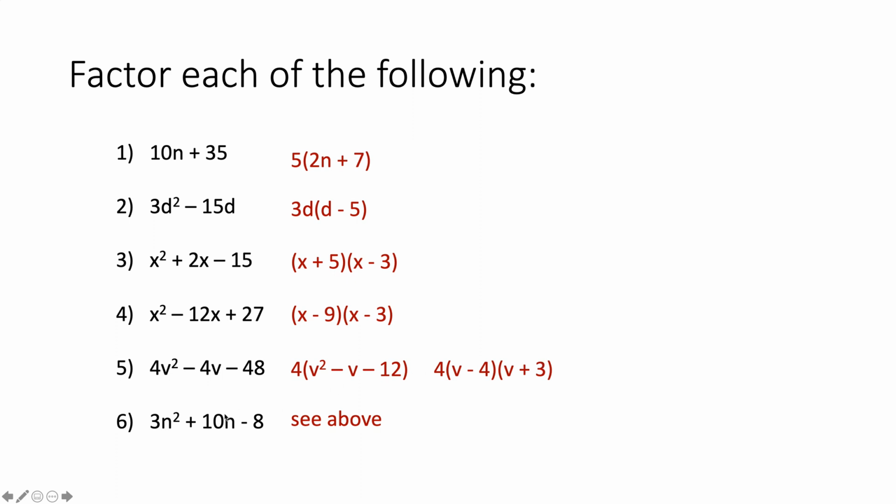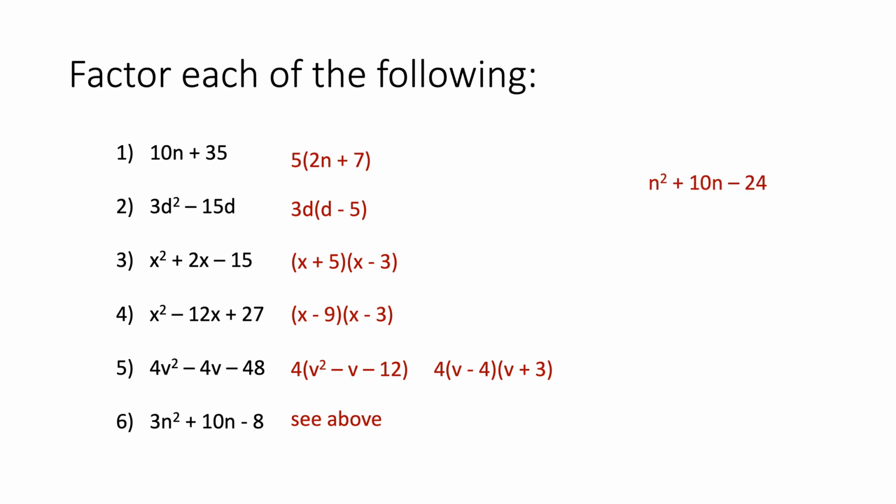Now, taking a look at number 6, I want to factor out 3n squared plus 10n minus 8, and in this one, there is no greatest common factor to factor out. See, plan A is always to get that greatest common factor out of there. When it doesn't exist, we go to plan B, which in this case means I'm going to take that 3 in the beginning, I'm going to multiply it by the -8 at the end.